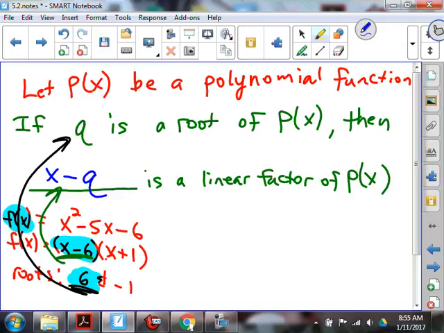Three weeks later, here we go. Remember when we said that the factor to the root is counterintuitive? Don't forget about that. The factor to the root is counterintuitive.